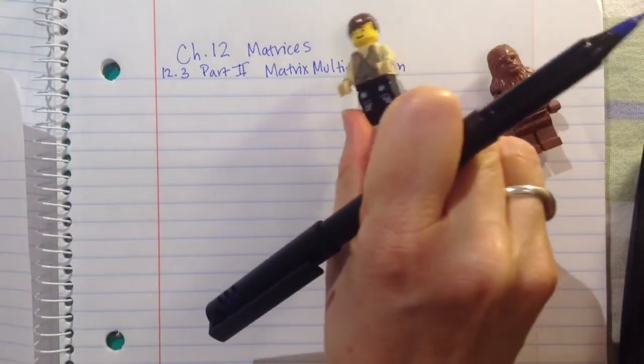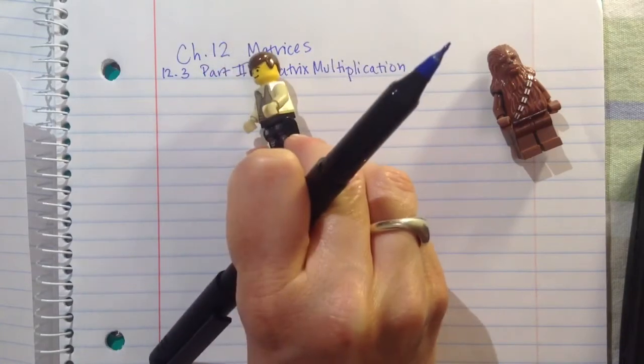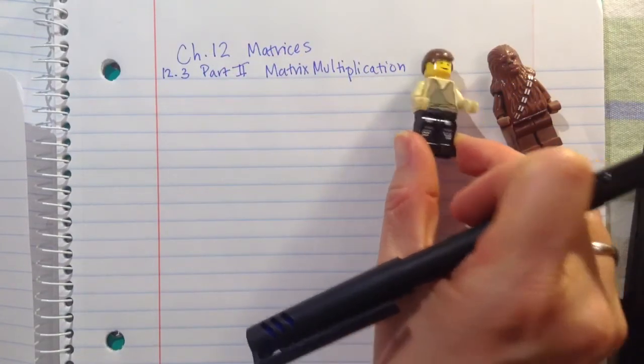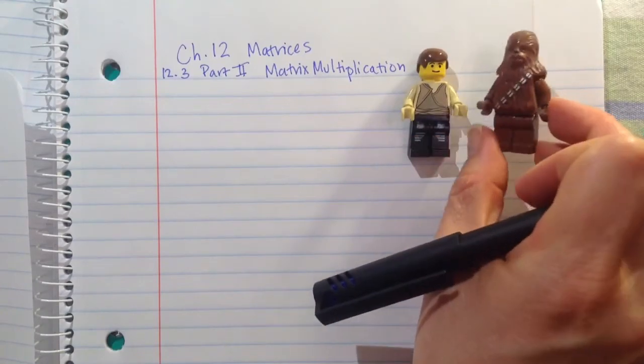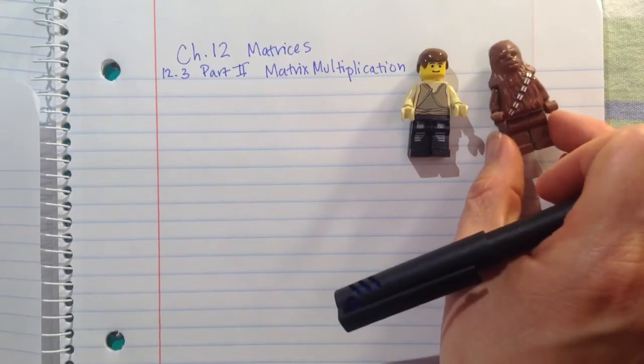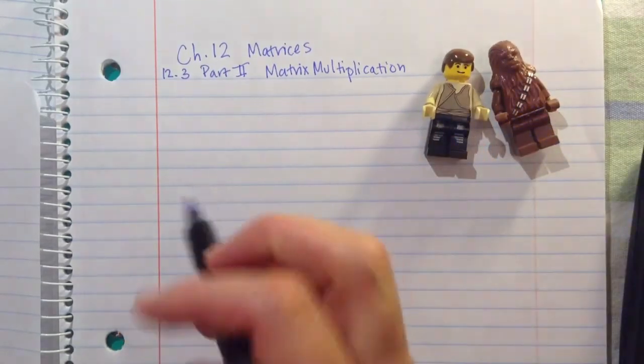Hey, it looks like we're still in Chapter 12, Matrices. Oh, 12.3, Part 2, Matrix Multiplication. Chewy, do you know about matrix multiplication? I'm pretty sure that means no. So we're going to teach Han and Chewy how to do matrix multiplication.